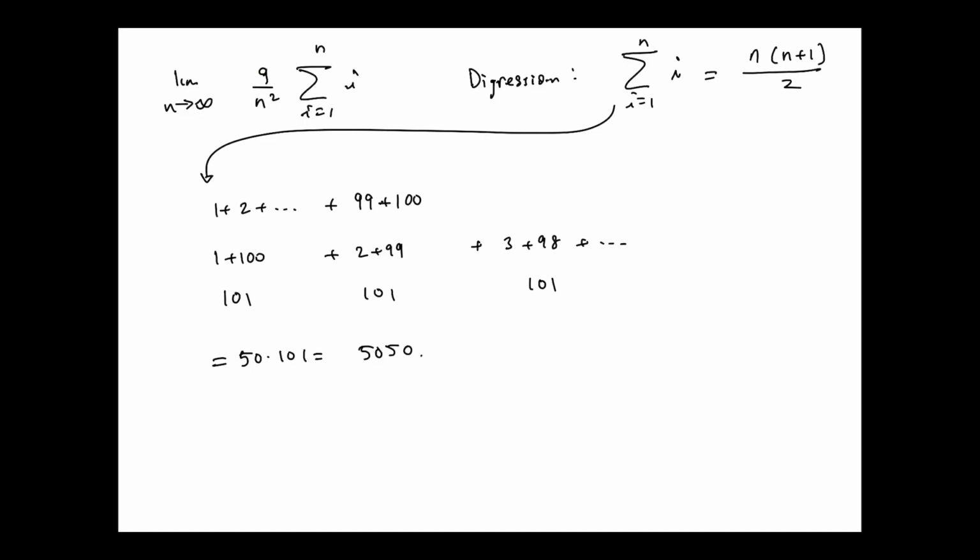Now, it turns out that the set of numbers you get if you plug in a number for n in n times n plus 1 over 2, these are called triangular numbers.